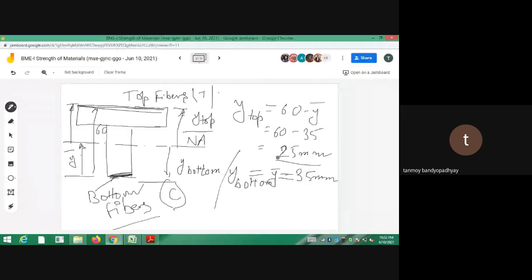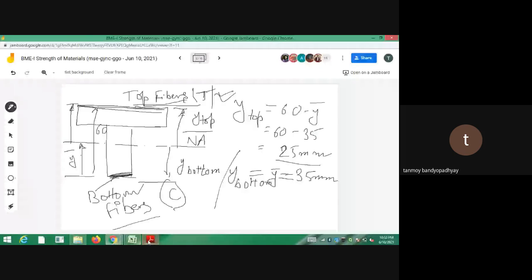So the top fibers have to be analyzed based on tensile stress, allowable tensile stress. They don't have anything to do with compressive stresses. They don't bear compressive stresses at all. And for the bottom fibers, any analysis has to be done based on compressive stresses. They don't have any link to tensile stresses. So this is one thing.